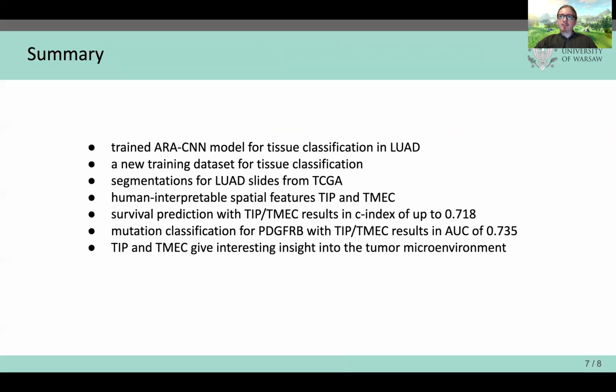To summarize, we trained our ARA-CNN model for tissue classification in lung adenocarcinoma. In addition, we also generated a new training data set for tissue classifiers, which will be shared with the community. With our trained model, we segmented lung cancer slides from TCGA and computed our human interpretable spatial features, TIP and TMEC. These were then used in the tasks of survival prediction and mutation classification, and in both cases performed well, giving C-index of up to 0.718 in survival prediction and AUC of 0.735 for classifying mutations in the PDGFRB gene. Finally, our TIP and TMEC features are easily interpretable and as such give interesting insights into the tumor microenvironment.